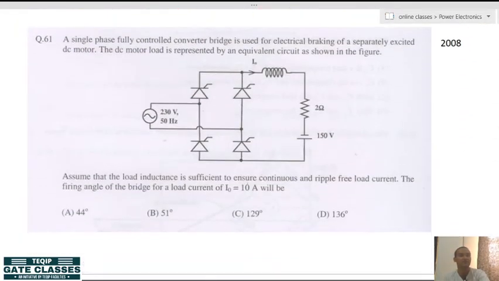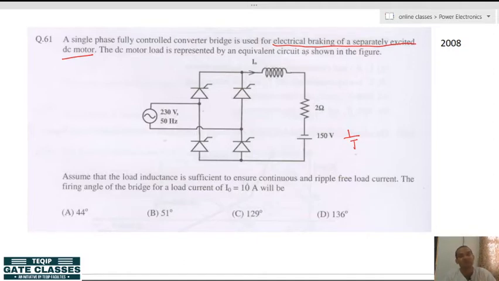So, coming to the next question: a single phase fully controlled bridge converter is used for electrical braking of a separately excited DC motor. One thing I want you to know is that when motoring mode is there, the terminals of back EMF are like this. And when braking mode is there for a DC motor, you have to reverse the terminals in order to apply electrical braking in the DC motor. So, that is why this has been reversed.